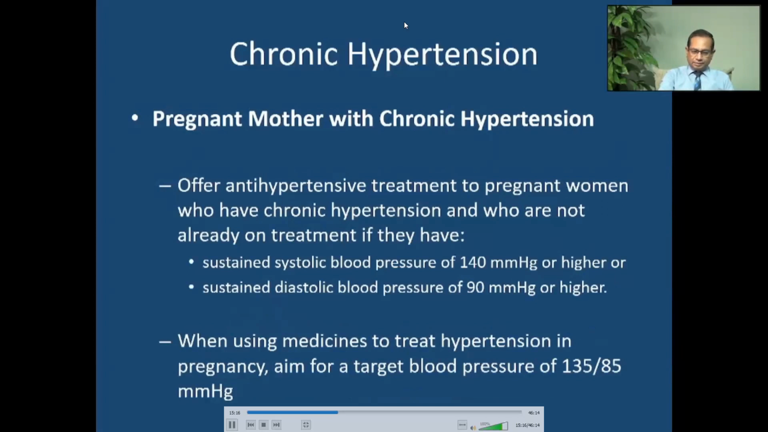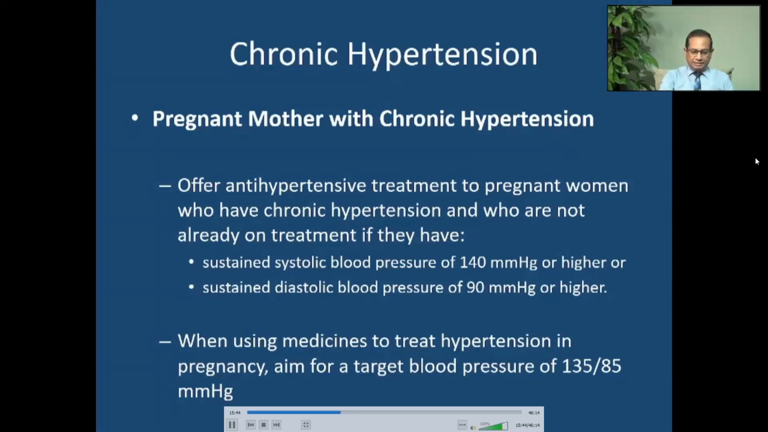The other patients, sometimes patients are diagnosed with chronic hypertension, but they are not taking medications because of the anxiety that she became pregnant. So, if a pregnant lady with chronic hypertension presents to you who is not already on treatment, you need to check the blood pressure, and if there is a sustained blood pressure of 140 by 90 and above, then you need to start treatment.